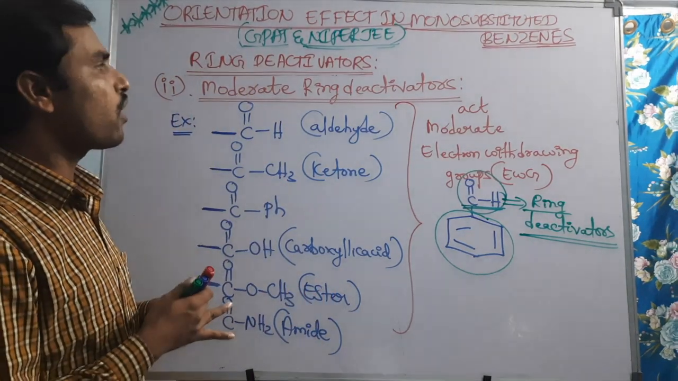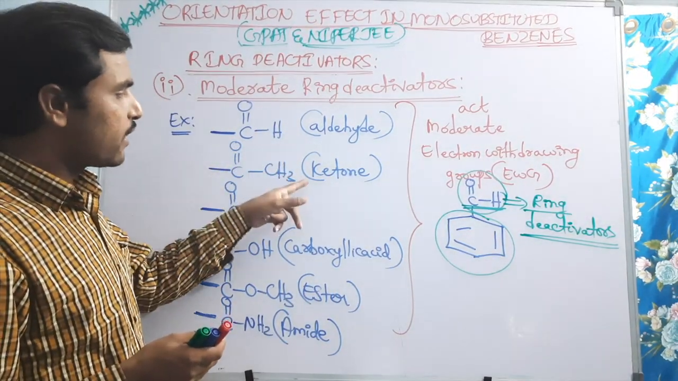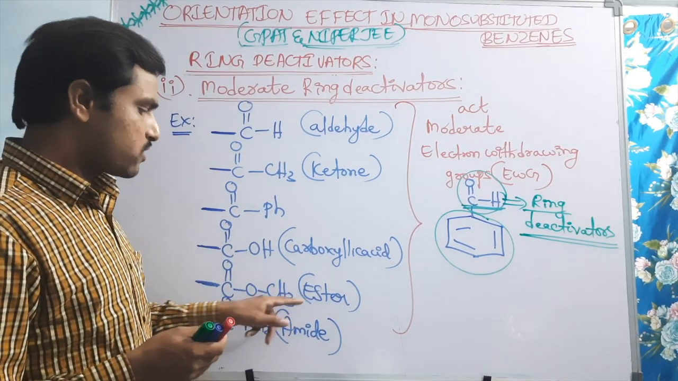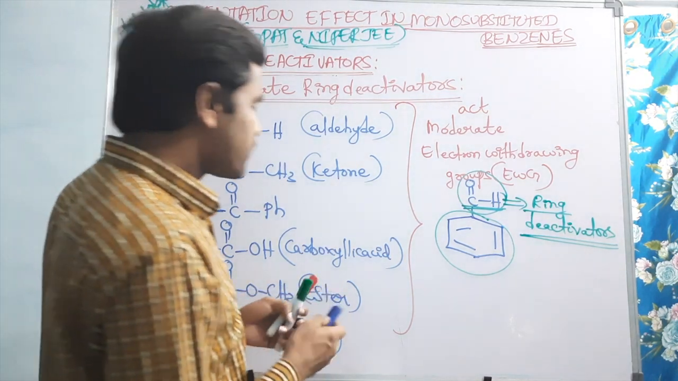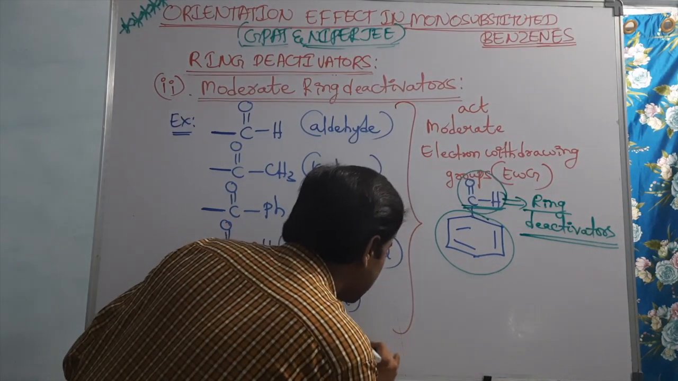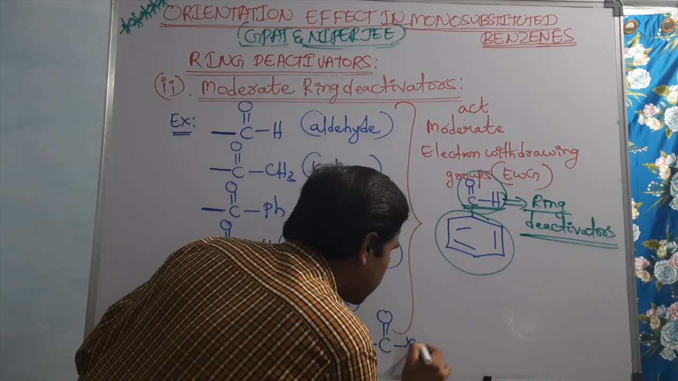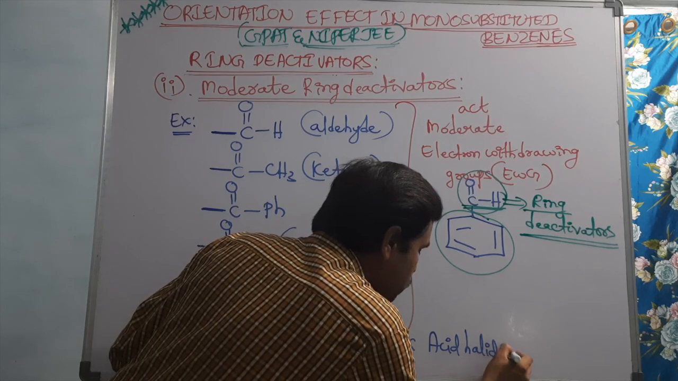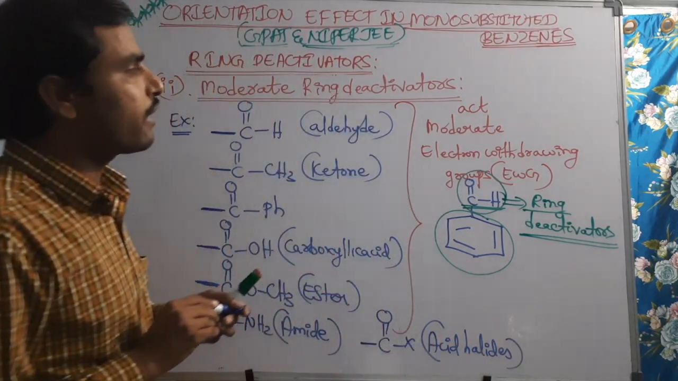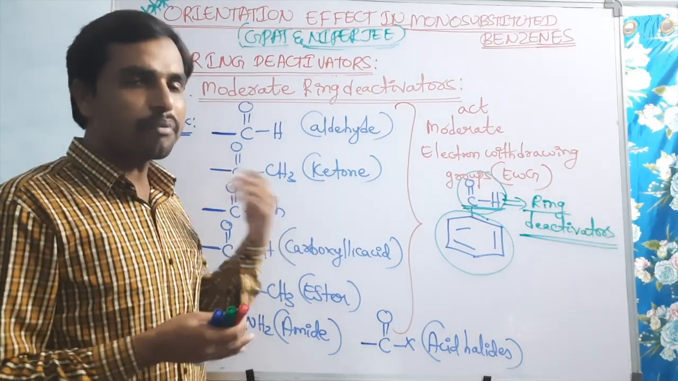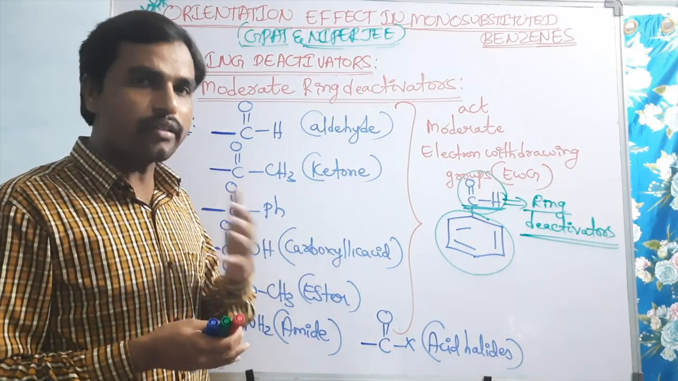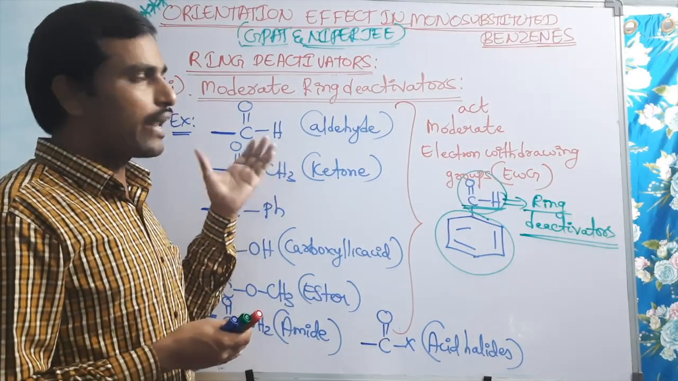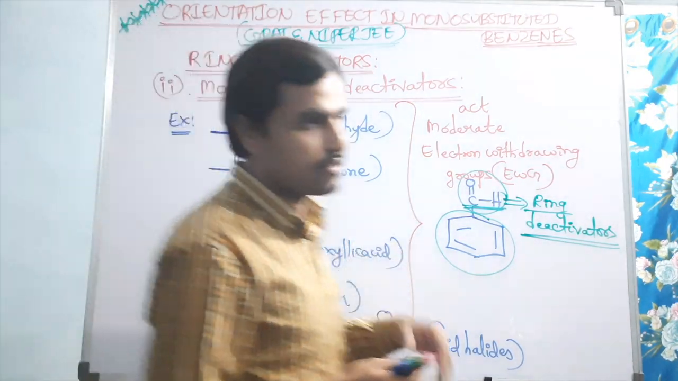This is about moderate ring deactivators: aldehydes, ketones and substituted ketones, carboxylic acids, esters, amides and acid halides also. C double bond O X, that is called an acid halide. Acid halides also belong to moderate ring deactivators, because these groups are going to withdraw the electrons from the benzene ring, from the aromatic ring. That's when these compounds can act as moderate ring deactivators.